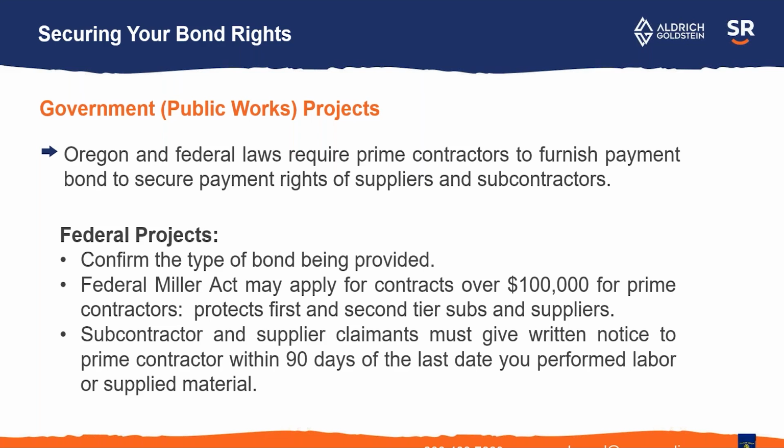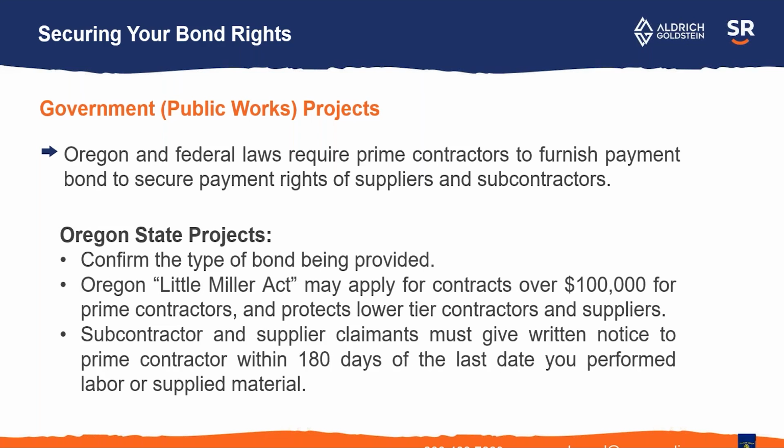There's something called the Federal Miller Act that protects first and second tier subs and suppliers and allows you to file a claim for payment if you're not getting paid on that project. There's something similar called a Little Miller Act in each state, and Oregon has one.